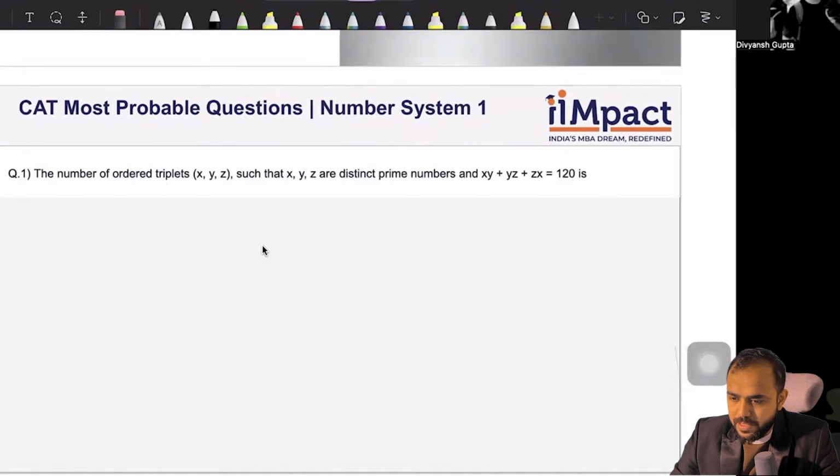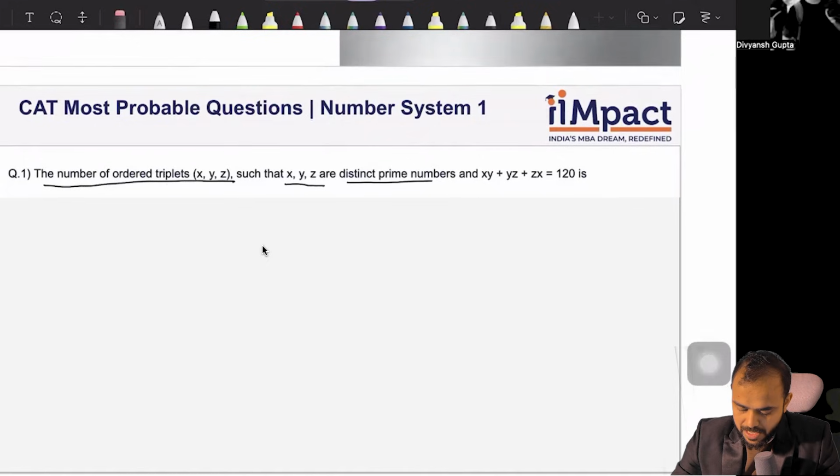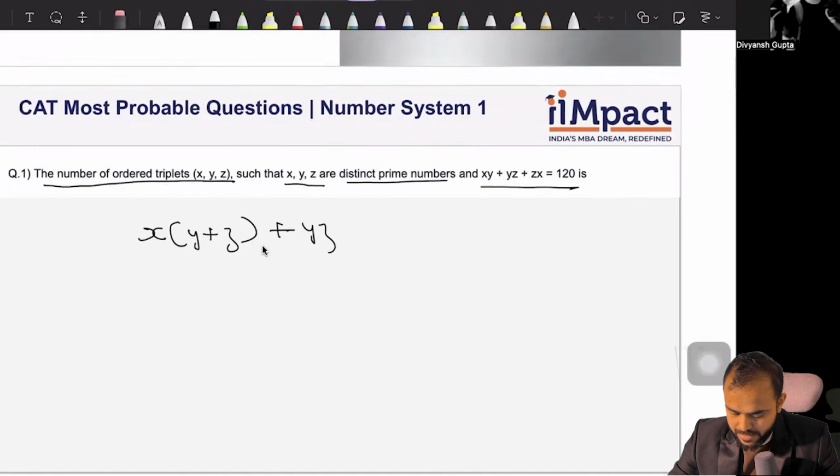Alright folks, so let's start with the number system quiz. Number of ordered triplets x, y, z such that x, y, z are distinct prime numbers and xy plus yz plus zx is equal to 120. So I will write this as x times (y plus z) plus yz is equal to 120.